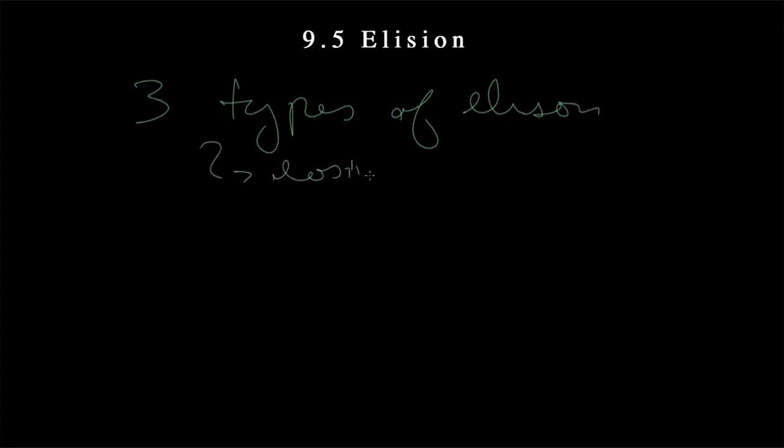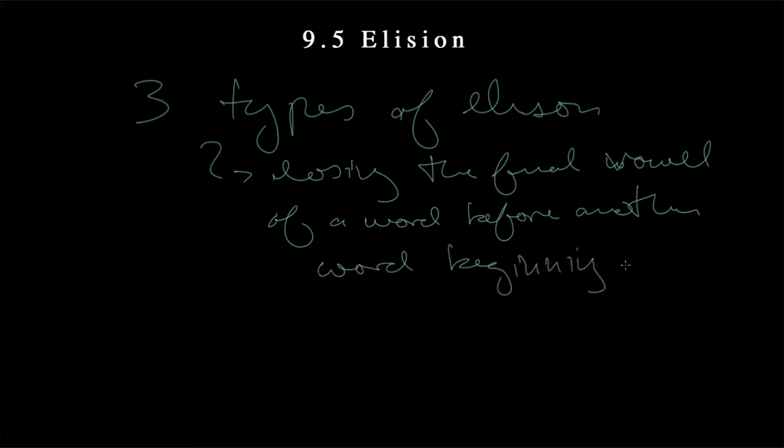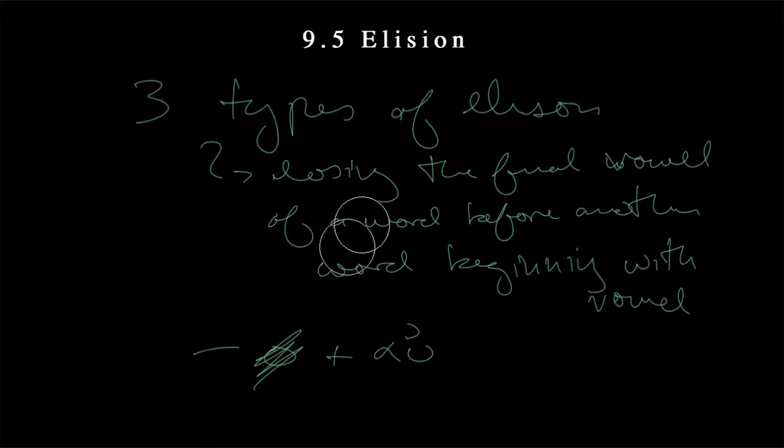So we're going to see in this lesson 3 types of elision. But in all these cases, we're losing the final vowel of a word before another word beginning with a vowel. So that's wordy. What does that mean? Well, if we have a word that ends in omicron, then we have another word that begins with a diphthong or another vowel, we're going to lose this omicron. That's what elision is in all these types.